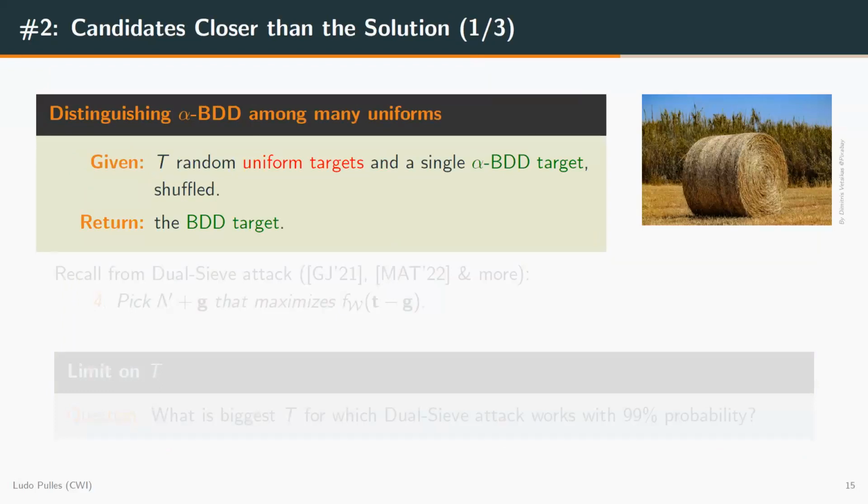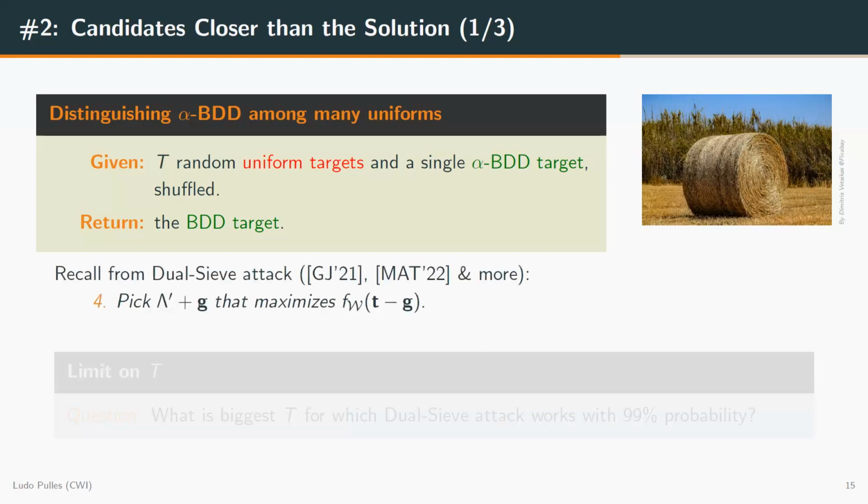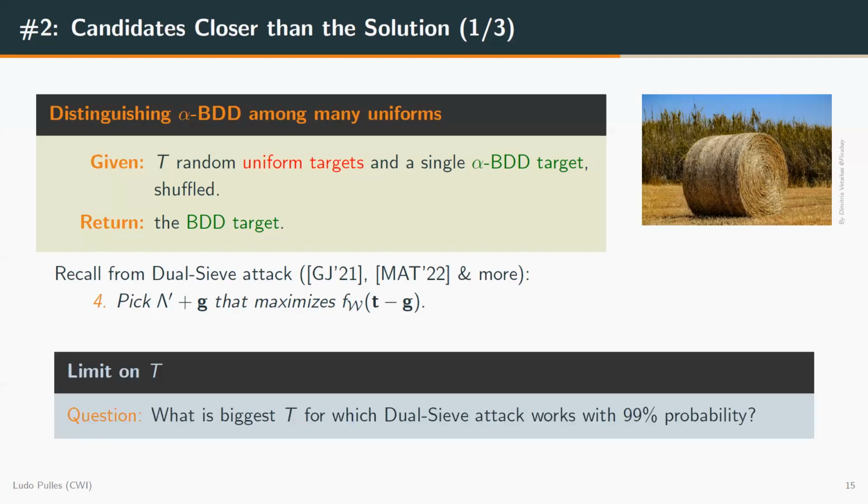And the second one is more closely related to what we do in the dual attack, and that's this problem of having one alpha BDD target among many uniform targets. The task is to find which one was sampled from the alpha BDD distribution. And this is what is done in the dual sieve attack. So we have a lot of guesses, and one of them was a BDD target, the right guess, and all the others were kind of uniform targets. So the dual sieve attack tries to solve this problem.